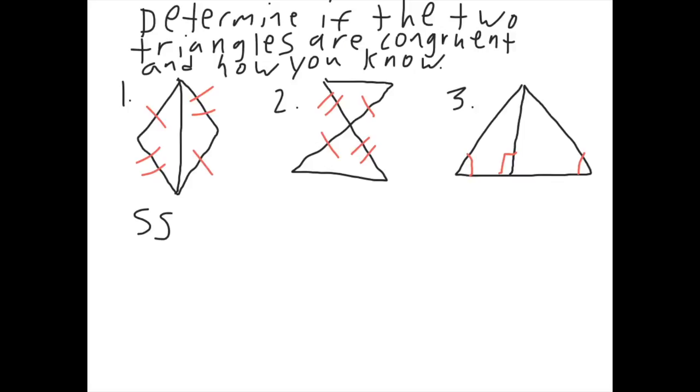So we need one more thing. Well, if you look here, this side of this triangle is congruent to this side of the other triangle, because it's the same side, so we have a third side congruent. So, side, side, side, and of course the answer is yes. So yes, because it's side, side, side. Now let's go to the next one.